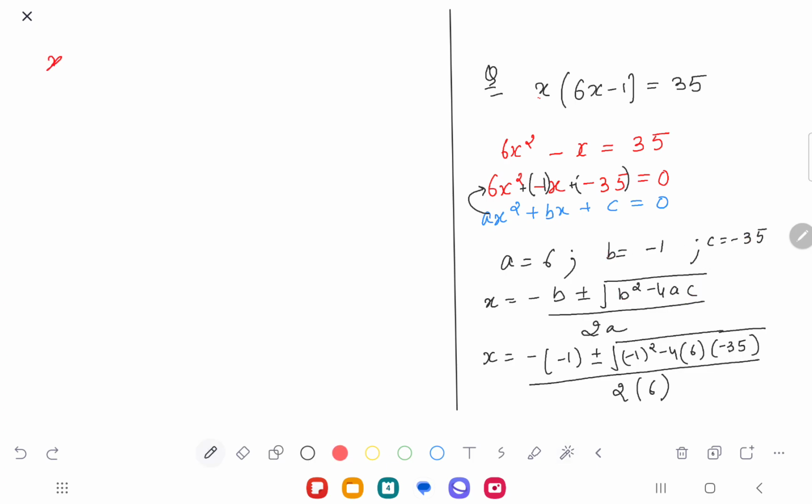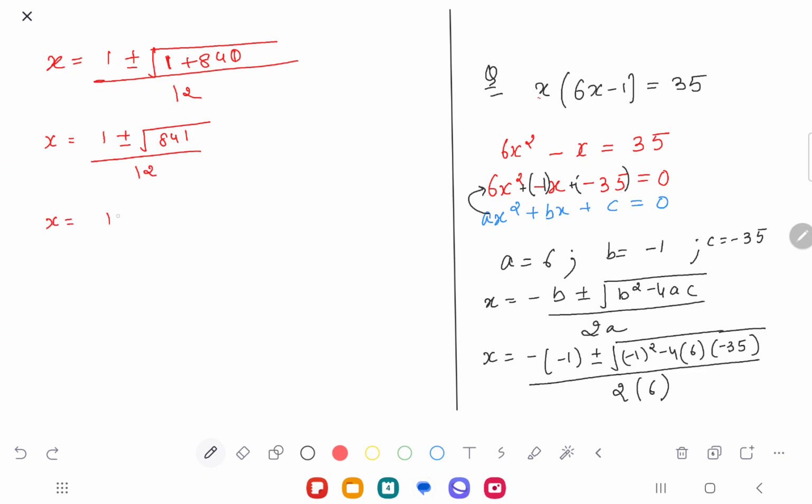I hope you're understanding. So my answer shall be x equals 1 plus minus under root of 1, right? And 4 times 6 is 24, minus and minus becomes plus, 24 times 35. This comes out to be 24 times 35, so that shall be 720 and 120. So my answer shall be 840. Right. So it shall become plus 840 over 12. So my x value shall become 1 plus minus under root of 841 over 12.